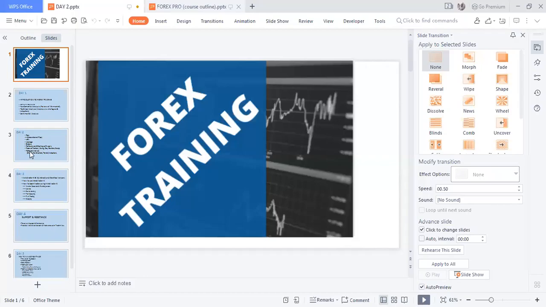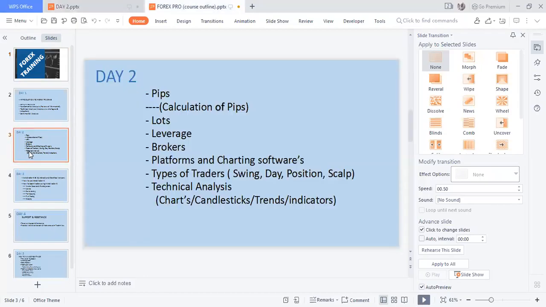You'll be wondering what we're actually doing for day 2. For day 2, we'll be looking at pips, lots, leverage, brokers, platforms and charting software, types of traders, strength, day, position, scalp, technical analysis.